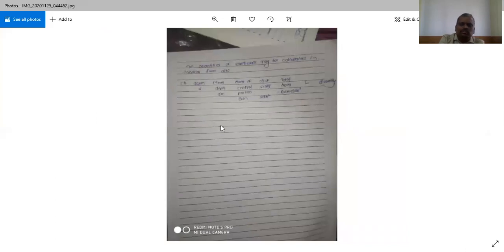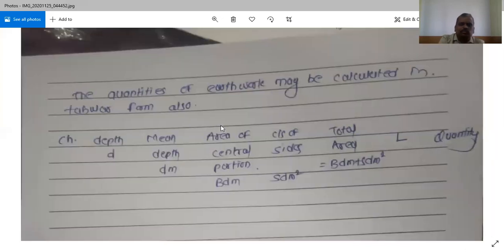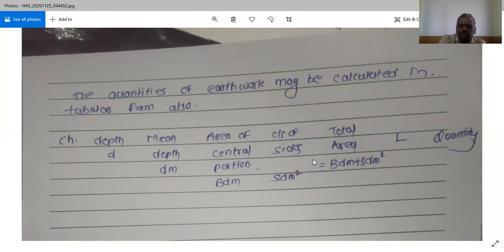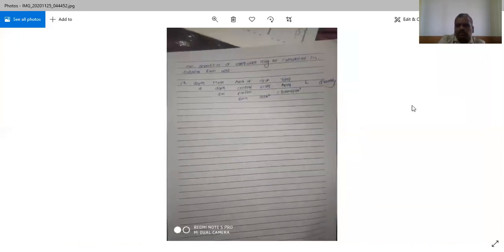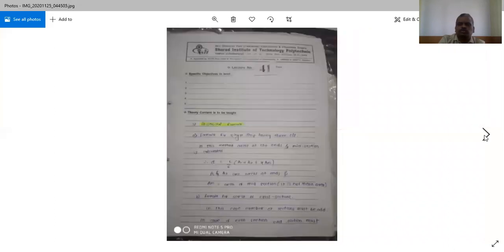Now the same thing is given in the tabular form. Tonnage, the depth D, mean depth DM, area of central portion BDM, cross sectional area of sides that is SDM square. So the total area will be BDM plus SDM square. Just multiply the total area with the length and it will give you the quantity. In this manner, by using a very simple formula, you have to find out these volumes.